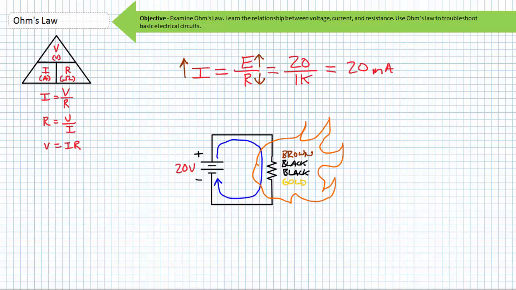What's the problem? It's your lab partner. I warned you about this, didn't I? Instead of grabbing you a 1 kilo ohm resistor with a brown, black, red, gold 4-band color code, he grabbed you one with a brown, black, black, gold color code. Pay attention to the third band.